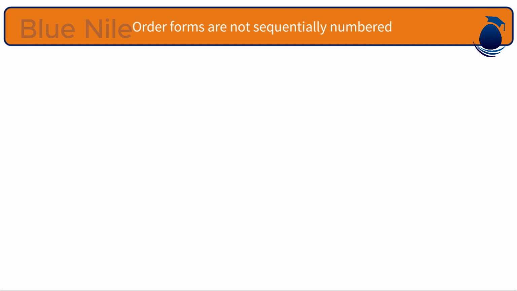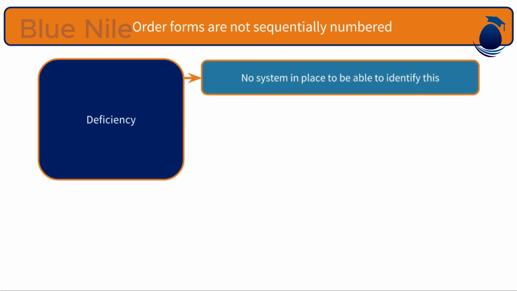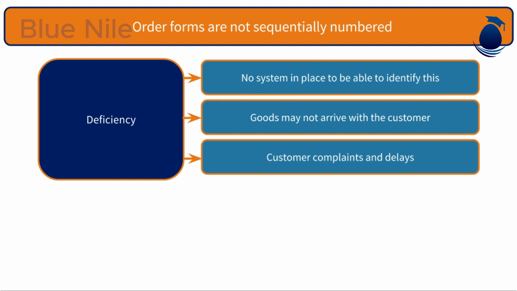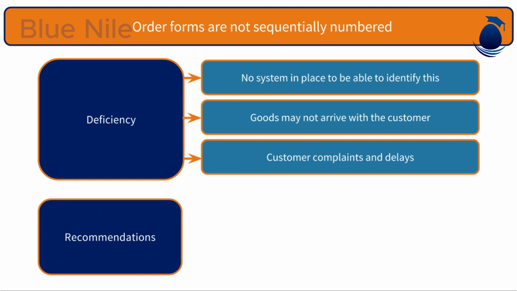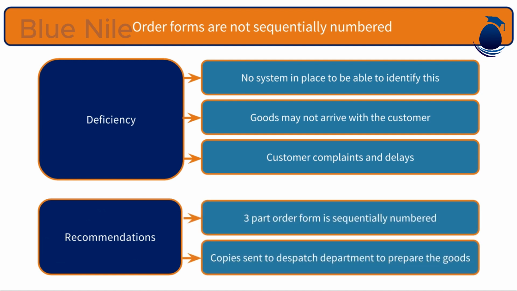Another deficiency is that the order forms are not sequentially numbered. If order forms go missing, there is no system in place to be able to identify this. Goods may therefore not arrive with the customer, and this could lead to customer complaints and delays in resolving customer issues. A recommendation is to ensure the 3-part order form is sequentially numbered. As copies are sent to the dispatch department to prepare the goods, the dispatch department should regularly run a sequence check on the order forms received and fulfilled and ensure none are missing.